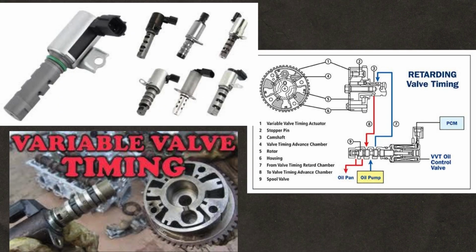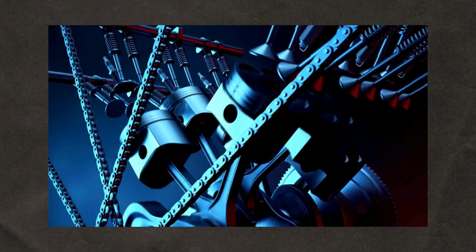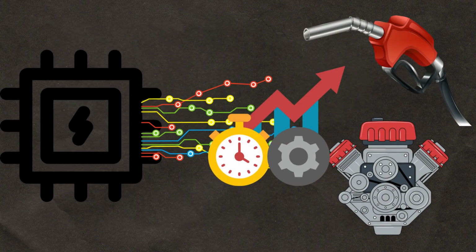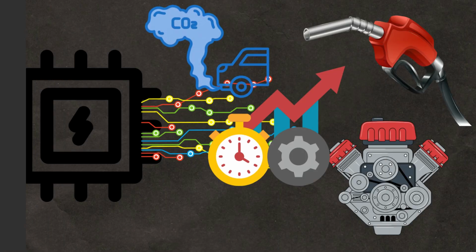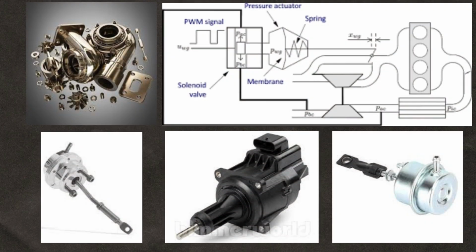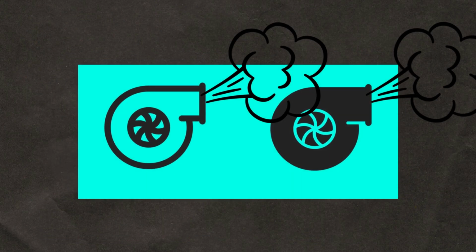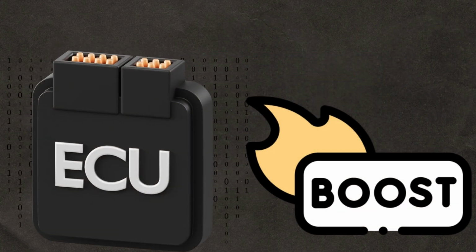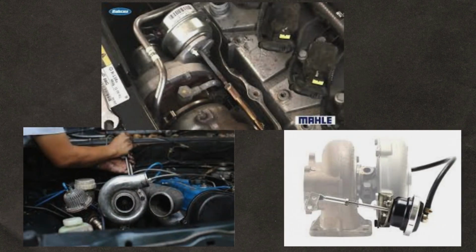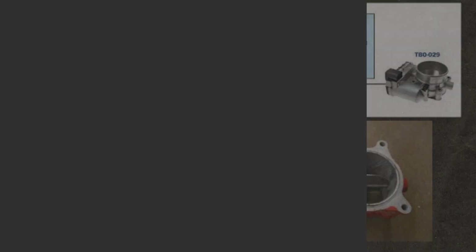Variable valve timing actuator, VVT. Adjusts the timing of the intake and exhaust valves. Controlled by the ECU to improve engine performance, fuel efficiency, and emissions. Connected to the camshaft. Turbocharger wastegate actuator. Regulates the amount of exhaust gas that drives the turbocharger. Controlled by the ECU to manage boost pressure and prevent overboost. Integrated into the turbocharger assembly.